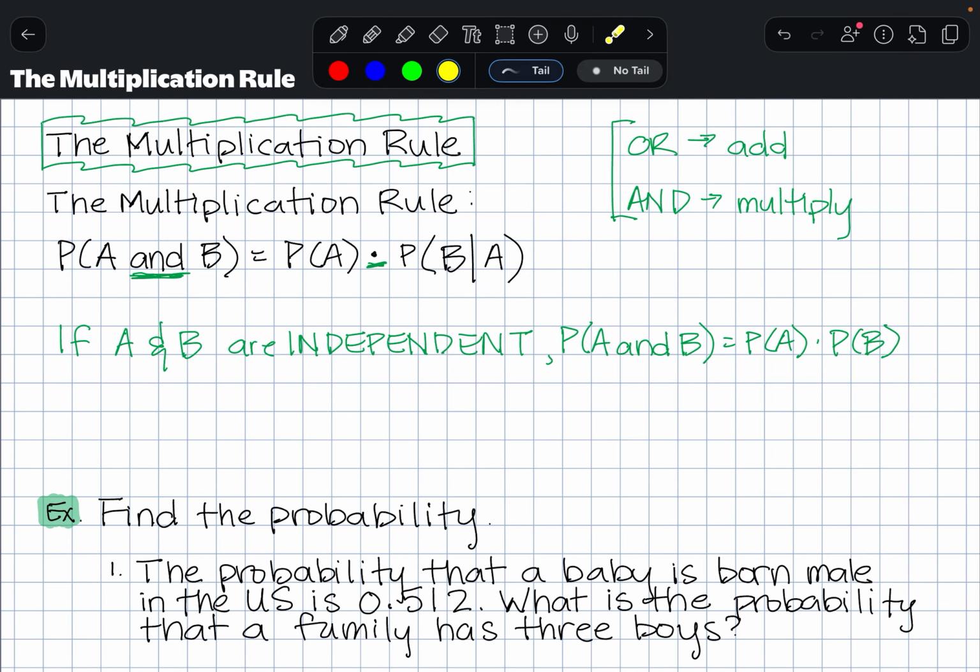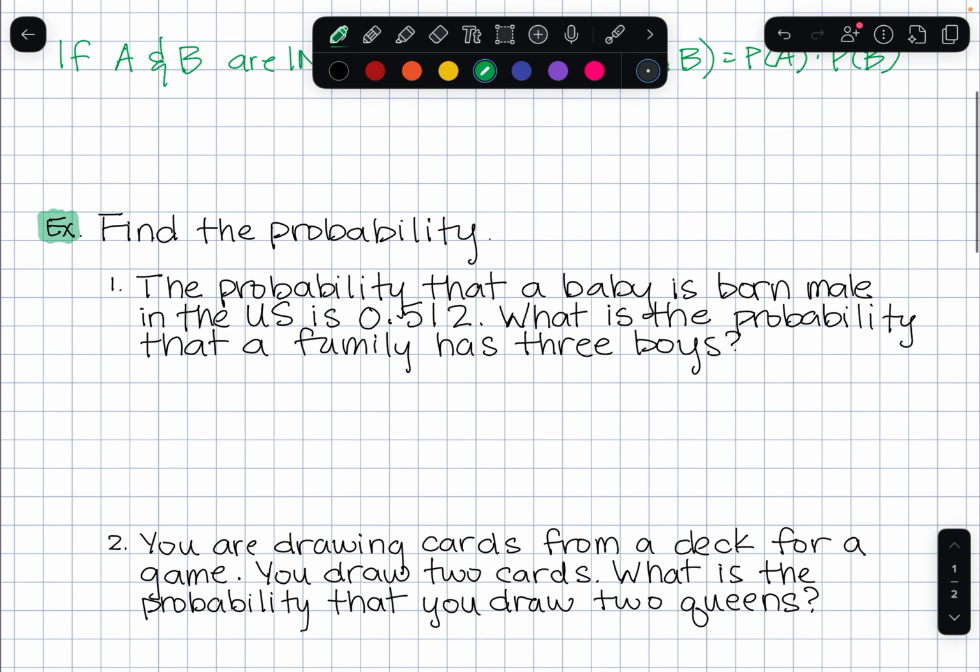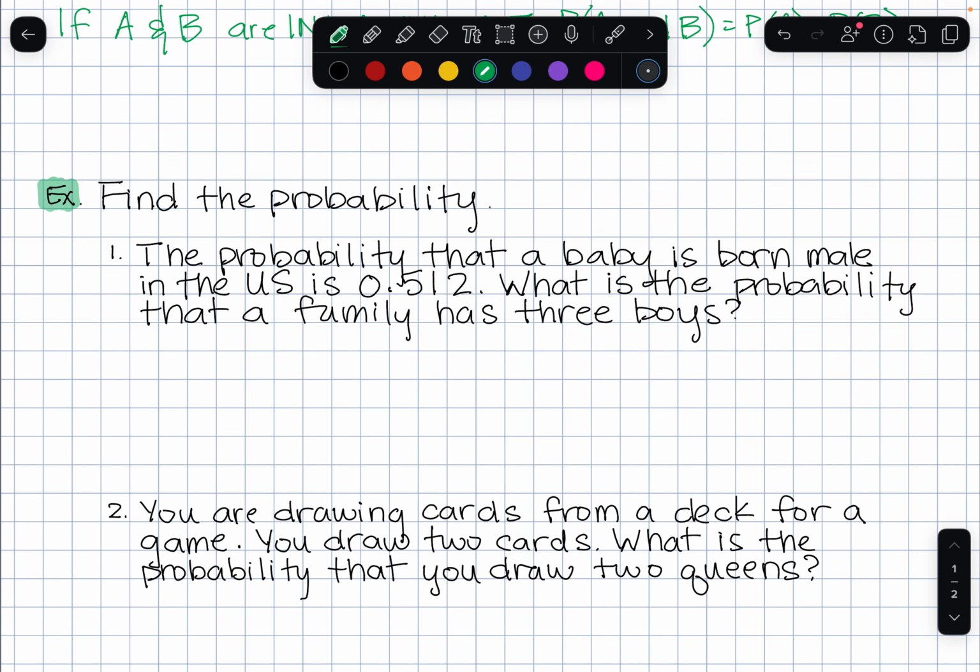What I want to take a minute to do is some examples so we can see what this rule looks like in practice. This first one says the probability that a baby is born male in the US is 0.512. What is the probability that a family has 3 boys? So I'm going to write that using probability notation, and I'm going to let boy be the letter B. And what I want is this family wants a boy, and then another boy, and then another boy. That's 3 boys.